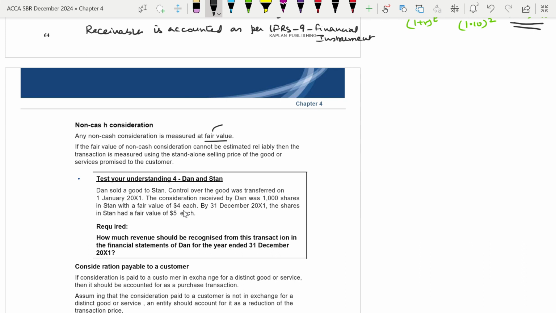What is the standard for fair value? Which IAS or IFRS? IFRS 3? No, IFRS 3 is business combination. IFRS 13 is fair value measurement.